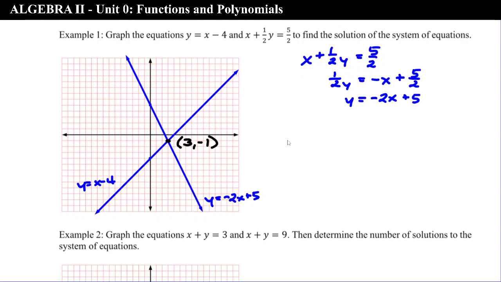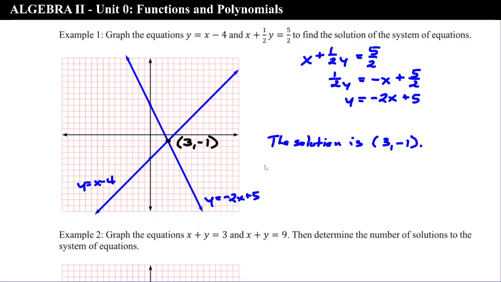So this is how you would write your solution. The solution is (3, negative 1). And this is what you would write, a set of ordered pairs, or an ordered pair.